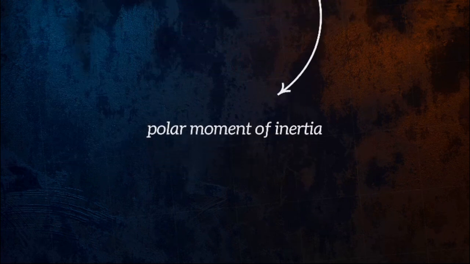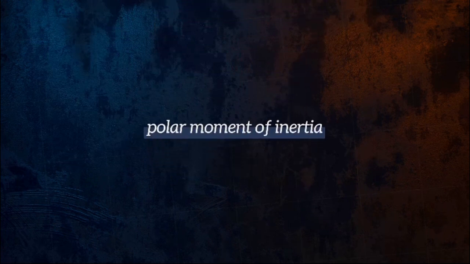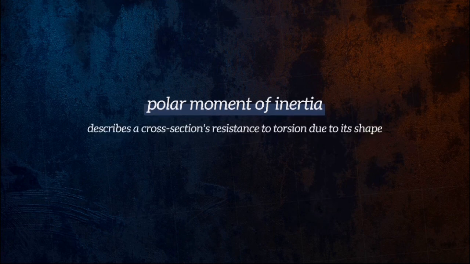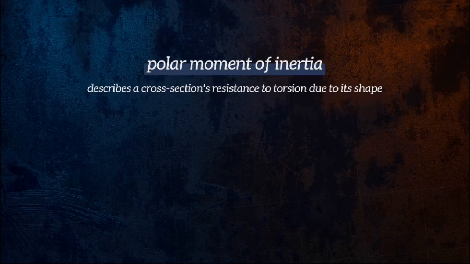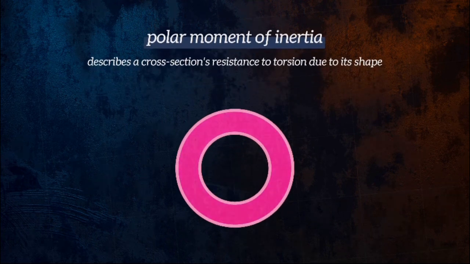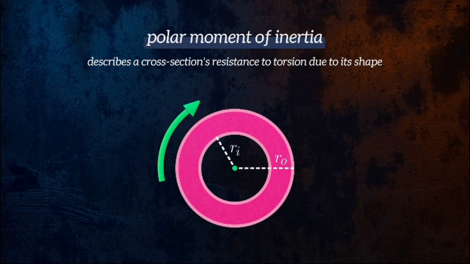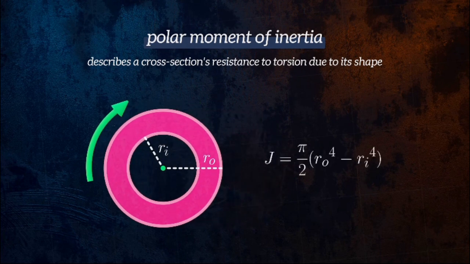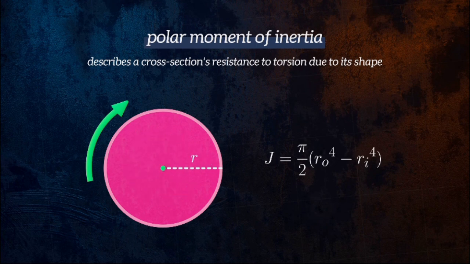So, what is the polar moment of inertia? It defines the resistance of a cross-section to torsional deformation, due only to the shape of the cross-section. The polar moment of inertia for a hollow bar, with an outer radius R_O and an inner radius R_I, can be calculated using this equation. Setting the inner radius to 0 gives us the equation for a solid bar.